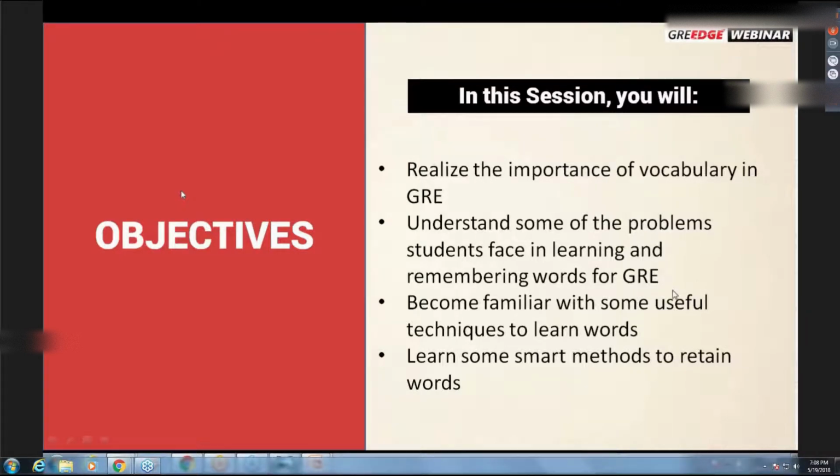But I think first and foremost, what's more important is to understand why vocabulary is needed and how it is going to be used in the various question types that you have in the verbal section of GRE, so that you learn the words in the right way, as it would be useful in application and in the context of GRE.